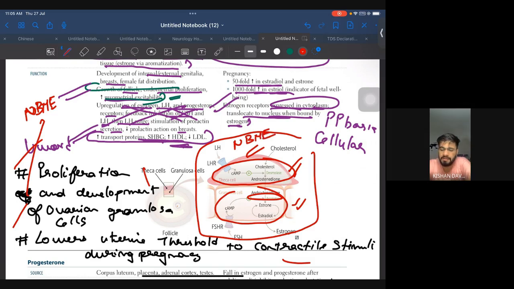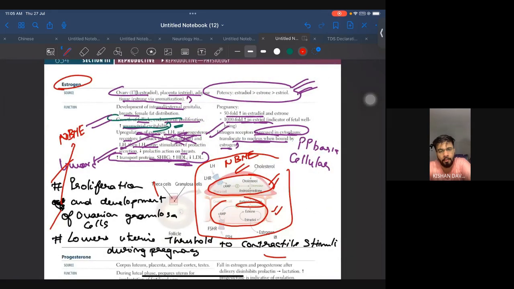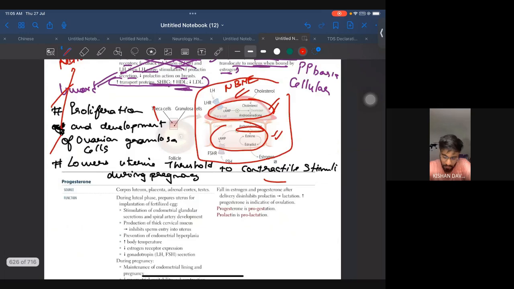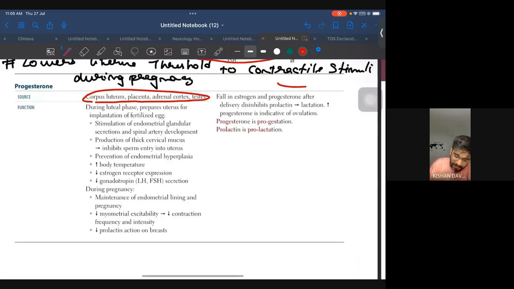Okay, see reproductive, mostly 70% they will be focusing on physio and embryo only. बाकी 30% they will focus on pathology. Okay, यहाँ पे physio और embryo बहुत important है. So it is similar to the endocrine system. We have to be thorough with all the hormones present in the female. Okay, so progesterone: corpus luteum, placenta, adrenal cortex. These are the sources of progesterone. Let's just see what they have over here.